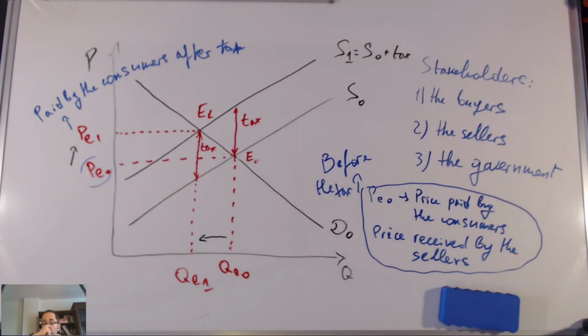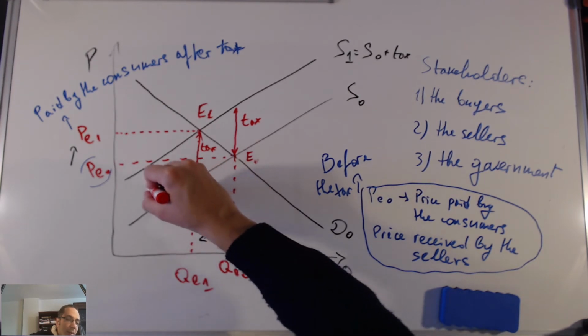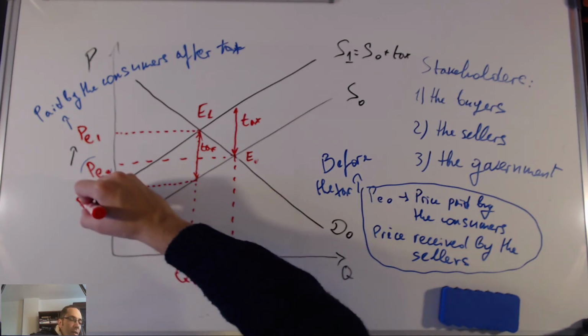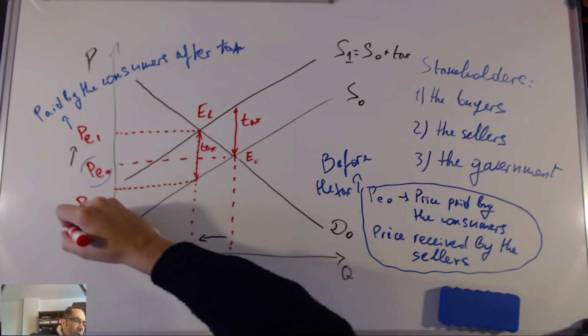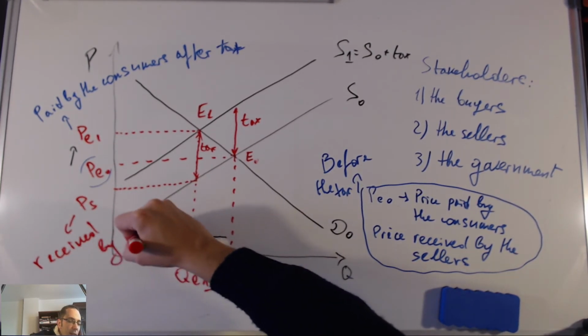After the tax, the question is, are the producers receiving PE1? And the answer is no, because the government wants to collect the tax. So even though the consumers are paying PE1, the seller would have to deduct the tax from this amount of money and will be able to receive the remaining sum. So let's call this PS, for seller. So this would be received by the sellers.